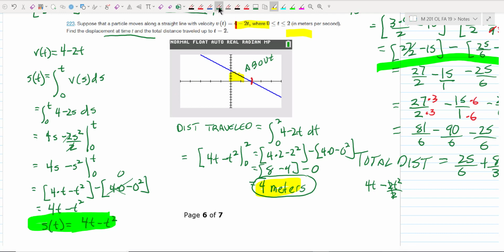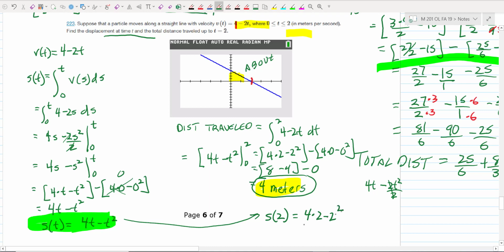Okay, the other way you could do this is like this. You could just take this function, and if you evaluate that at 2, well, you end up just getting this. You just have 4 times 2 minus t squared, so it's 8 minus 4, so it's equal to 4 meters. Okay, so either way is going to give you that displacement from 0 to 2. Okay, and the reason why you can just plug in the 2 is because you're going from 0 to 2. Okay, and that's what's kind of important about that. So you could do that either way.